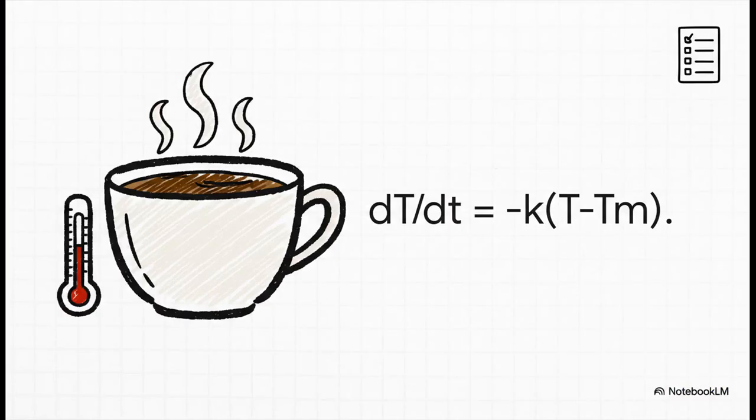So, here's our puzzle again. The rate of change of temperature equals some constant, k, multiplied by the difference between the coffee's temperature, T, and the room's temperature, Tm. Let's fire up our 4-step recipe.